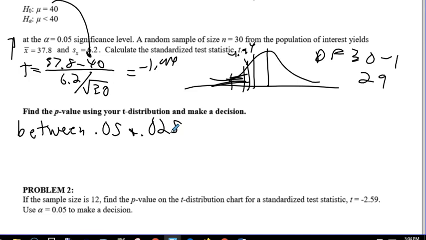Okay? So your p-value is between those two. Well, that makes it hard to compare a range to your alpha because it's a range of numbers. So that's kind of a pain to do it that way. So we're going to pull them away with the calculator.